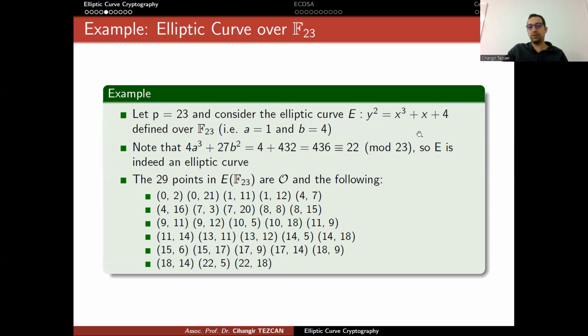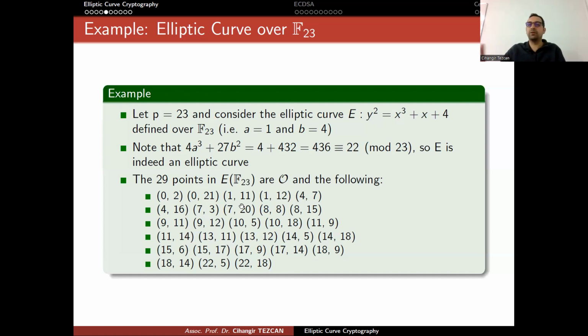You do the similar thing. You write x equals 1 here. It turns out y squared equals 6. Now you want to check which number you multiply by itself modulo 23 to obtain 6. It turns out the numbers are 11 and 12. Similarly, you write x equals 2. It turns out that y squared now becomes 8 plus 2 plus 4, so it becomes 14, right? You want to check which number multiplied by itself becomes 14 modulo 23. It turns out that there is no such number. This is why you don't have any point here with the x coordinate equal to 2.